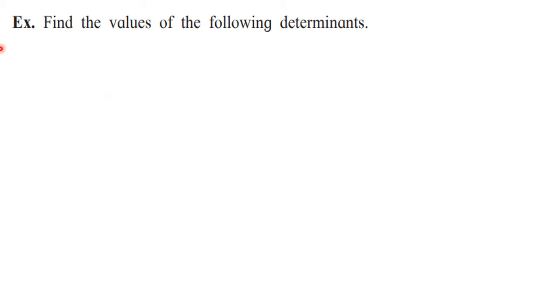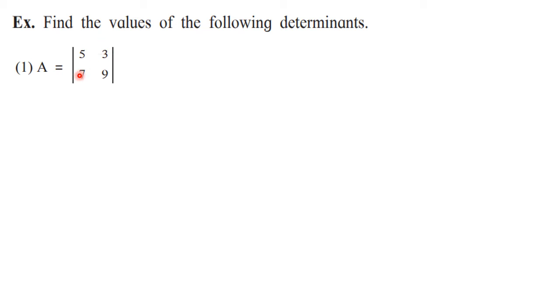Now let us see some questions based on this. Find the values of the following determinants. So first one here is given as A is equal to, the elements are 5, 3, 7 and 9. 5 and 3 in first row, 7 and 9 in second row. Now we have to find out the value. That means we have to go for cross multiplication.